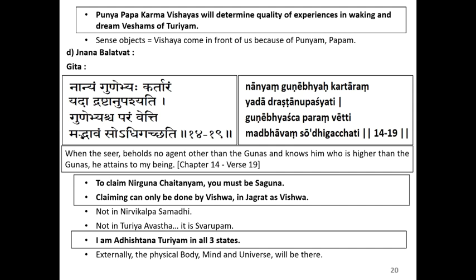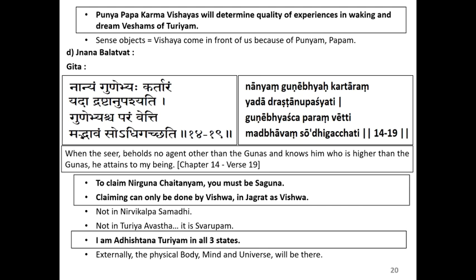Bhagavad Gita says, Nanyam gunebhyah kartaram yada drashtanupashyati, gunebhyashcha param vetti mad-bhavam so'dhigacchati. It comes in the 14th chapter. The 14th chapter is the Gunatita chapter. Three gunas are mentioned in the 14th chapter. Three chapters are extremely important from the Vedantic point of view: 13, 14, and 15. The entire Vedanta is in capsule form in these three chapters of the Bhagavad Gita.